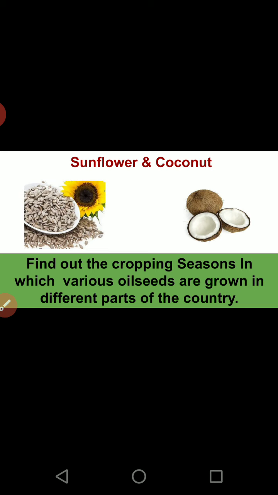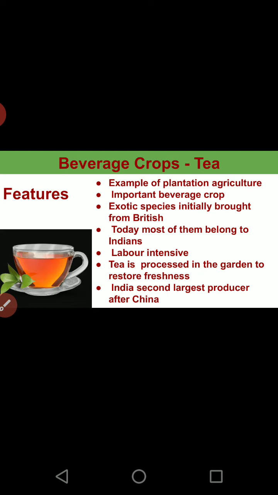Now what you have to do is find out the cropping season in which various oil seeds are grown in different parts of the country. These are all discussed in the textbook, which you have to copy down in tabular form. The next category of crops is beverage crops. Beverage crops such as tea and coffee give freshness and excitement. As a result, they are in the beverage category.